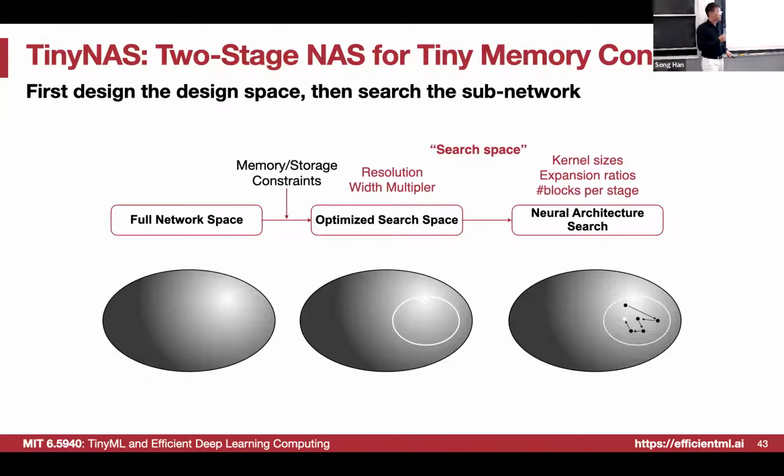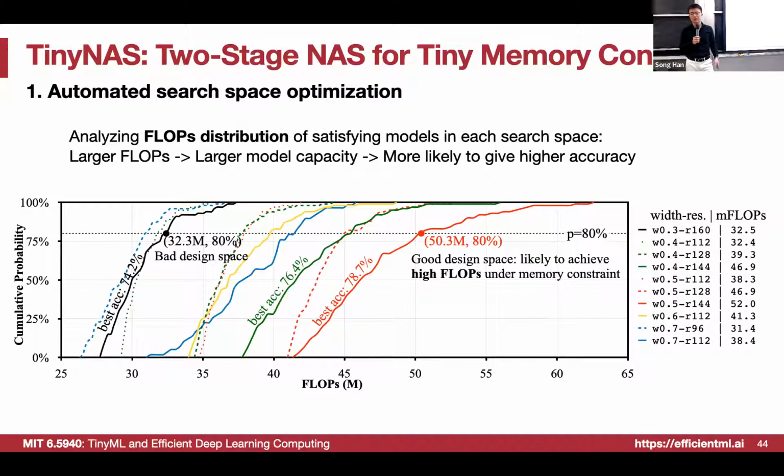And here in the subspace, we want to first determine the resolution and width multiplier, and then determine the kernel size, expansion ratio, number of blocks, etc. So rather than putting everything together, we want to separate them into two stages. First, we narrow down the subsets, and then perform search on the subspace, so that the search can be more efficient.